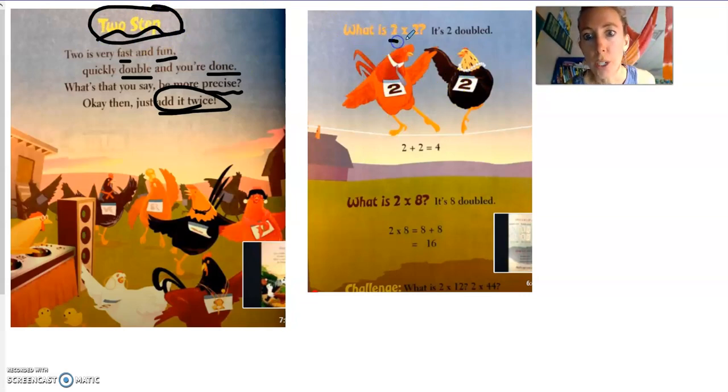So what is 2 times 2? Well, it's 2 doubled, which means you're going to do 2 plus 2. That's doubling it, which is 4. So what's 2 times 8? Well, that means 8 doubled. We're going to double that 8. So 8 plus 8 is 16.